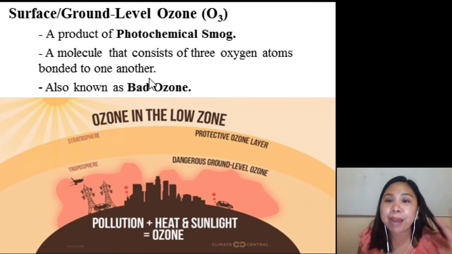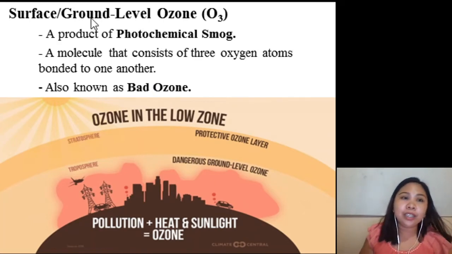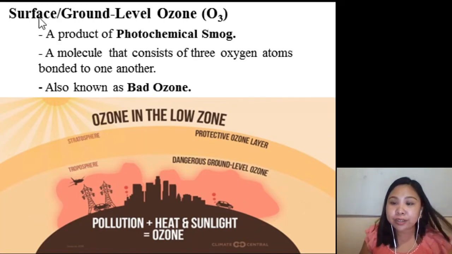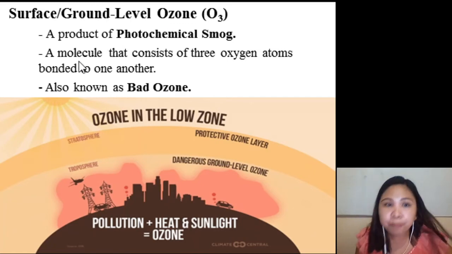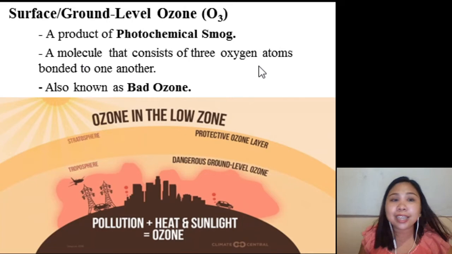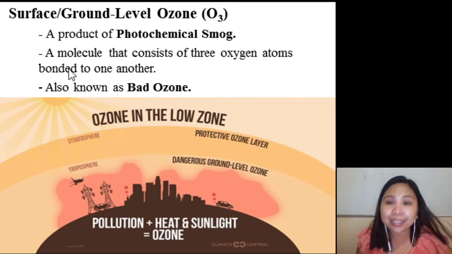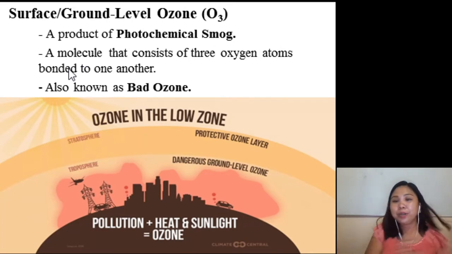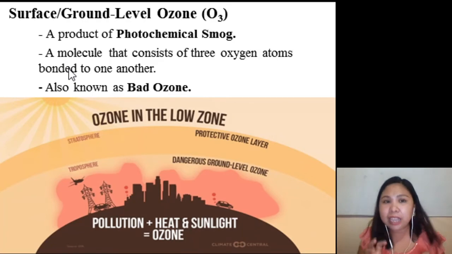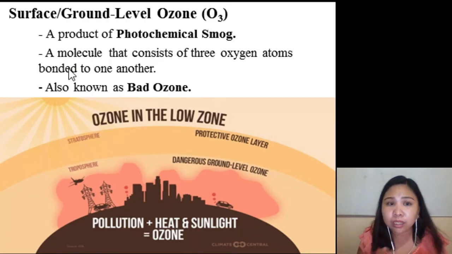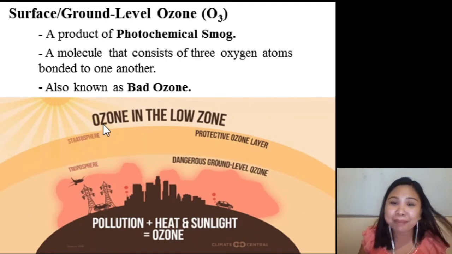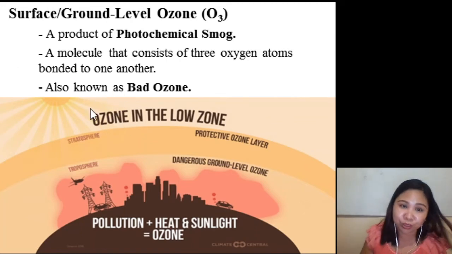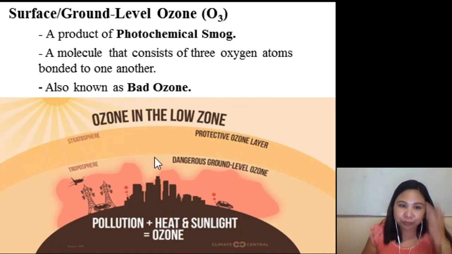Okay, this is the bad ozone, or sinasabi din nating surface or ground level ozone. Okay, this is a molecule that consists of 3 oxygen atoms bonded to one another. So, katulad ng good ozone, etong bad ozone, this is also composed of 3 oxygen atoms. Pero yun nga lang ang pinagkaiba nila. This one is a bad ozone. Okay? So, tingnan nyo tong nasa picture.